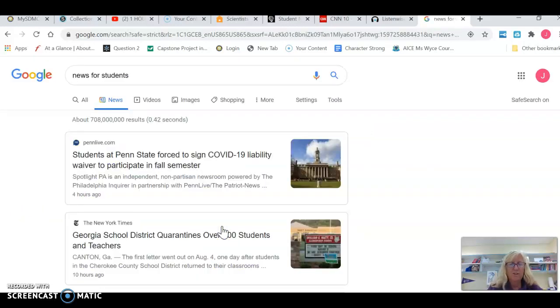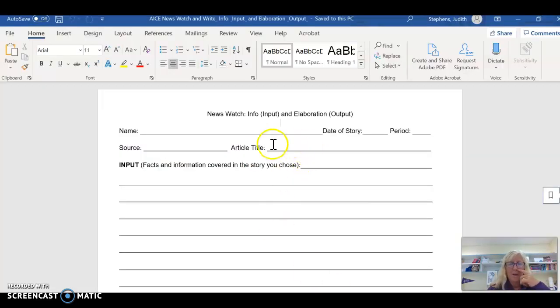Now, once you listen to it, what are you supposed to do? You're supposed to fill out this wonderful form that I have for you here. Newswatch. We've got info and elaboration. Info is input. What are you getting in? What are you taking in from this article? And output is, what are you putting from your head together with what you just got from this news article? Like, what can you synthesize or think about, and how does it relate to that information?